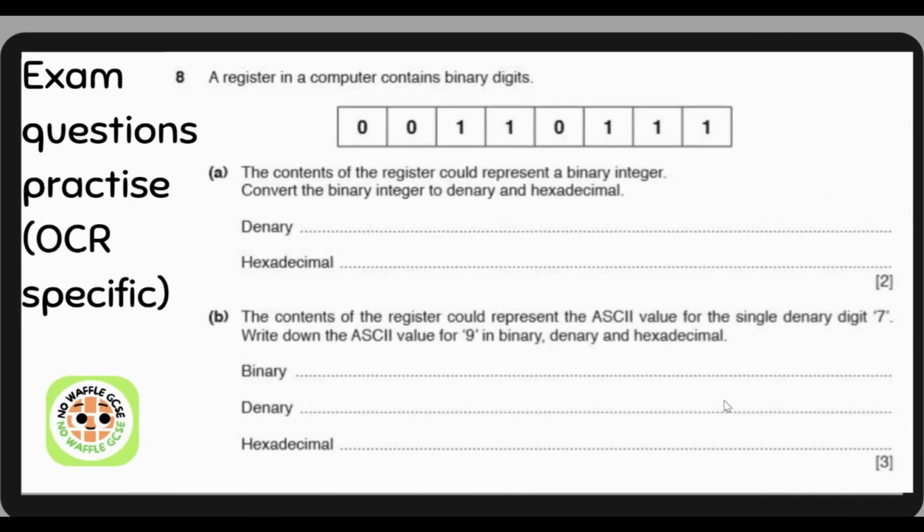Now let's look at some exam question practice. So a register in a computer contains binary digits. The contents of the register could represent a binary integer. You need to convert the binary integer to denary and then to hexadecimal. And then part B is that the contents of the register could represent the ASCII value for the single denary digit 7. If you haven't watched the characters video we've already done, or we're going to be doing soon, then do not answer B. But if you have watched that, then you can answer that too.